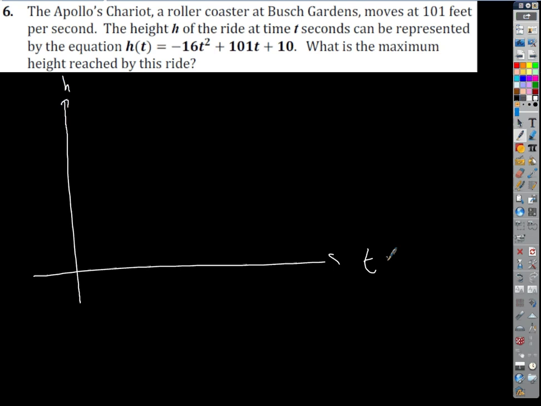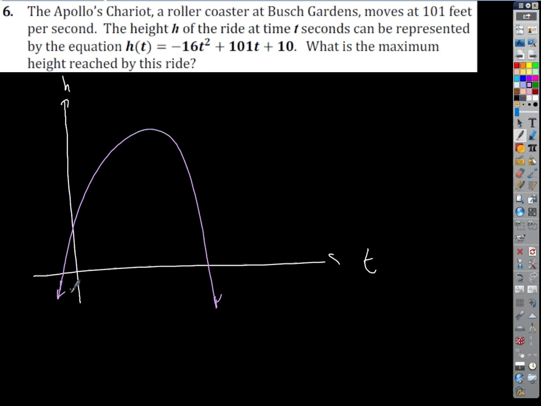A is negative, right? So the thing is opening down, isn't it? Okay? So then this is going to look like something like that. Agree? Even if I don't worry about where it is on the h-t plane, we know it's a downward opening parabola.